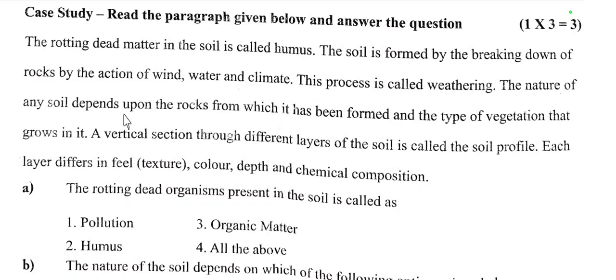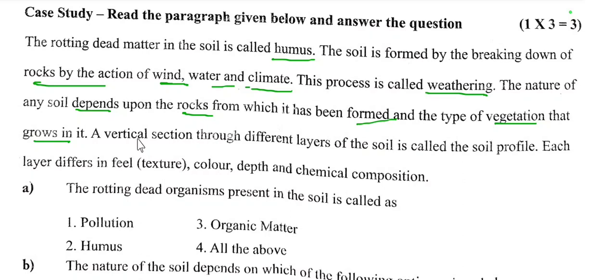And this is very easy, you just have to read the paragraph carefully and you'll get all the answers. The rotting dead matter in the soil is called humus. The soil is formed by the breaking down of rocks by the action of wind, water and climate. This process is called weathering. The nature of any soil depends upon the rocks from which it has been formed and the type of vegetation that grows in it.